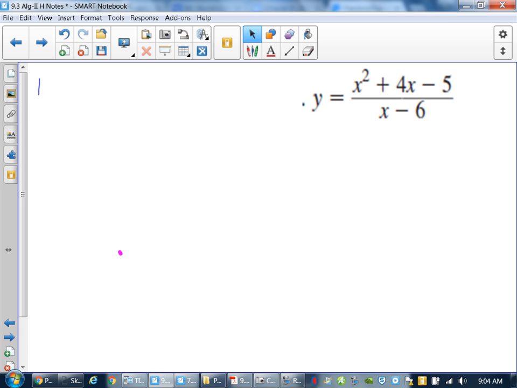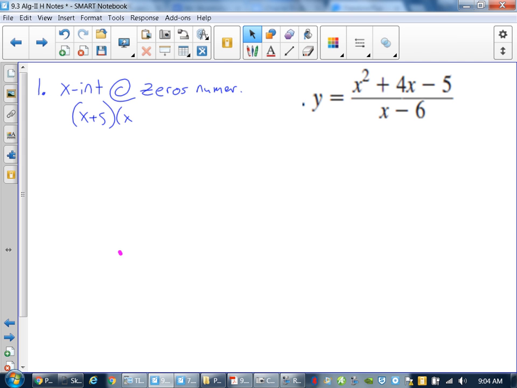So first thing we're going to do is check for x-intercepts, which are at the zeros of the numerator. So it means we have to factor. What times what is -5 and you add together to get +4? 5 and -1. So it's x plus 5, x minus 1, which gives me zeros at -5 and 1. Those are my 2 zeros.